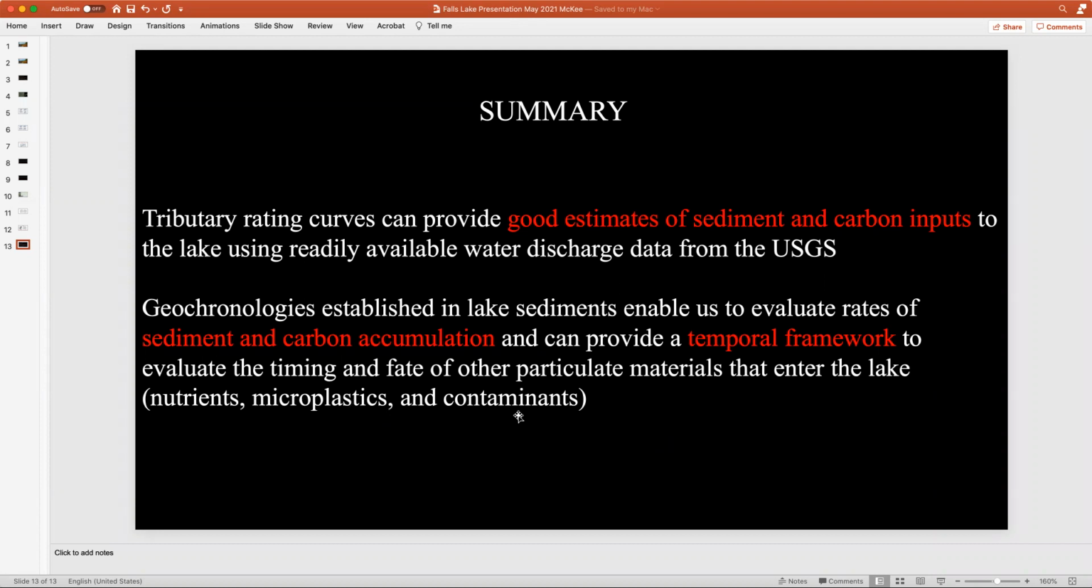nutrients, microplastics, and contaminants.